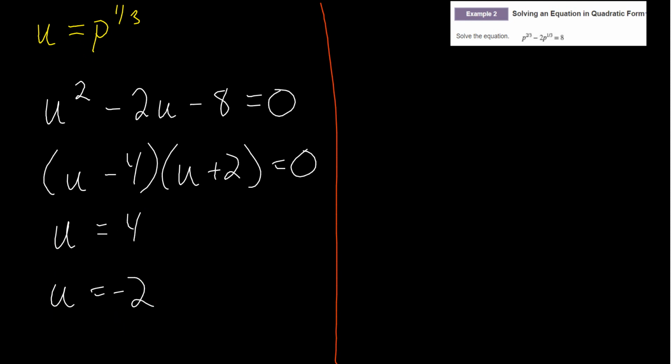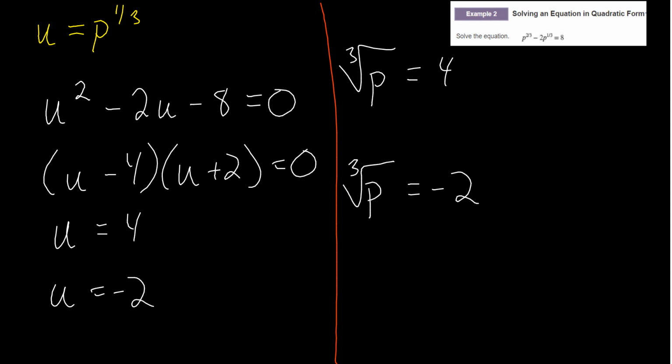Okay, so p to the 1/3 is equal to 4, and p to the 1/3 is equal to a negative 2. Well, looking at this, p to the 1/3 we know is just basically the cube root of p, right? So let's just go ahead and rewrite that as the cube root of p on both of them. And it'll become abundantly obvious why here in a moment.